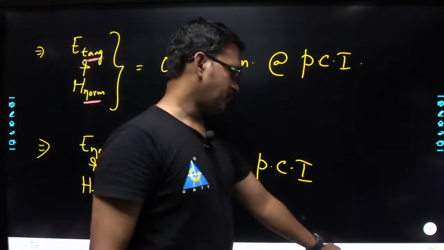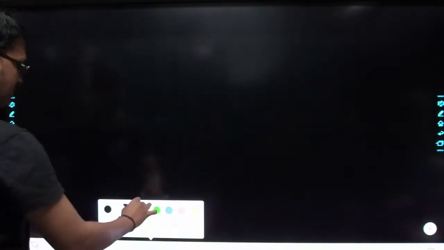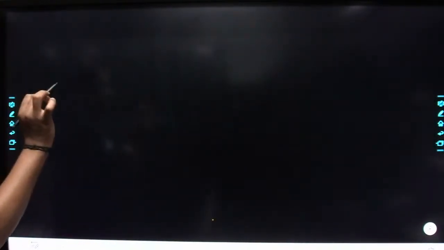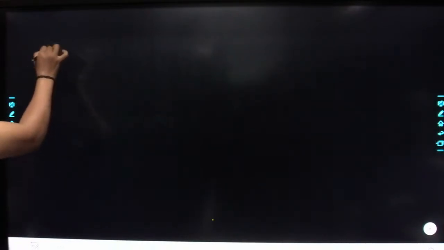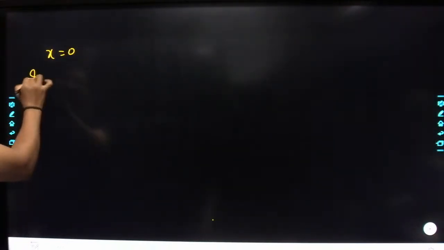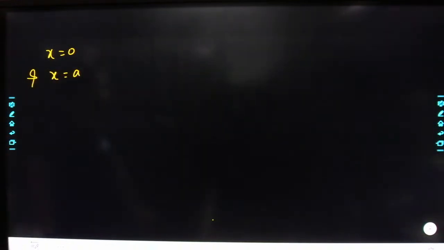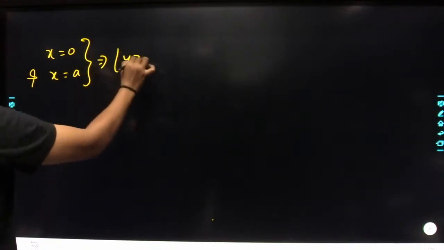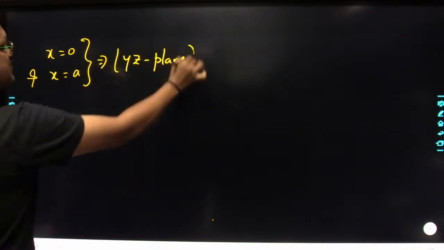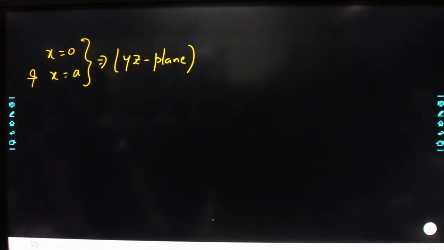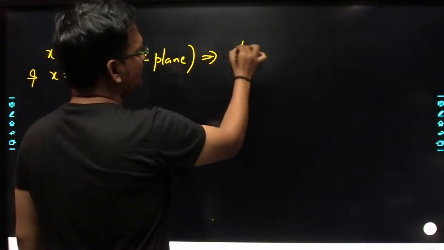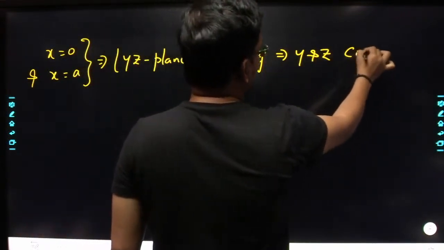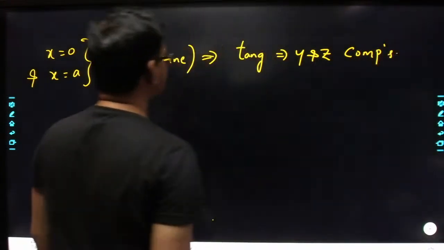Okay. So coming to our rectangular waveguide, you have 4 perfect conducting interfaces. At x equal to 0 and at x equal to a, this represents a yz plane. Here, what are the tangential components? Tangential components are nothing but y and z components.